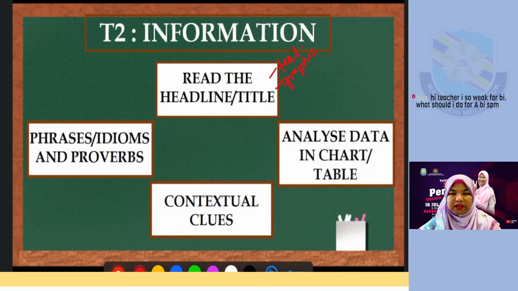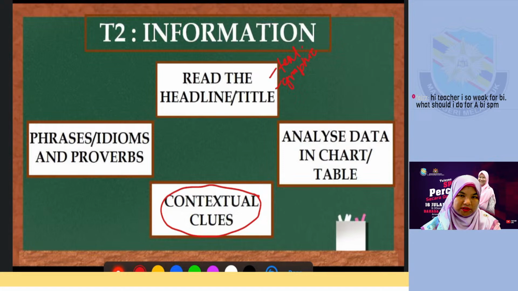In case the answer is not clearly stated in the text, you need to use contextual clues. You need to find the answer based on the clues given in the text itself. There might be a hint of the answer, but it is not clearly stated. And last one, if there are any phrases, idioms, or proverbs, you might also want to take notice of that. It might be helpful for you to find the correct answer.